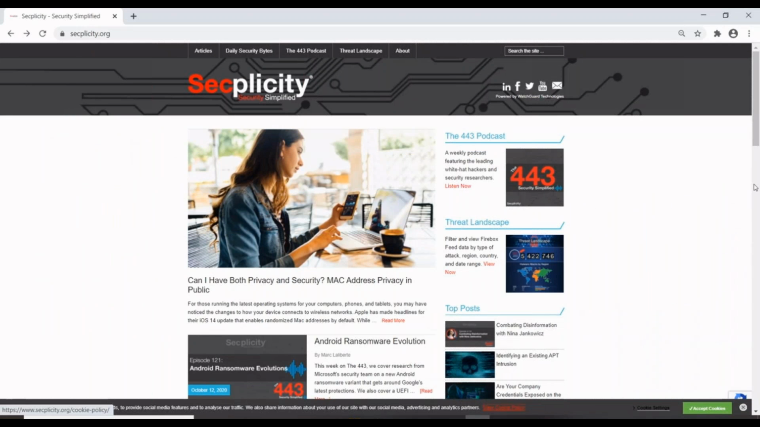All right. So if you type the address, you will go to the website and you will find information here related to the 443 podcast, where they usually discuss different articles and different topics related to security. There are also some daily security bites that you can watch. And the one that I wanted to show you here is the threat landscape.